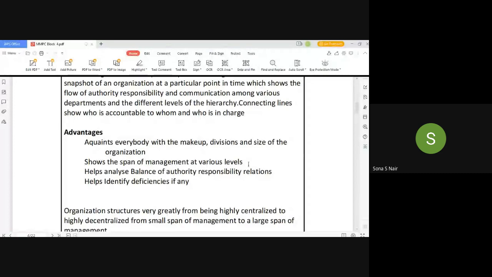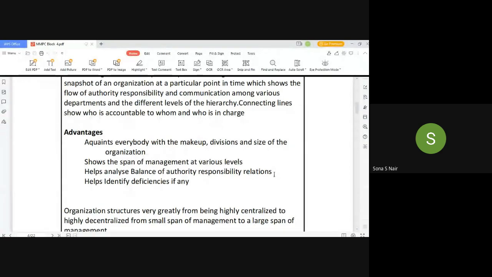Who is reporting to whom? How many people are reporting to a superior? It helps analyze the balance of authority and responsibility relationships. Looking at the organizational chart, you would be in a position to analyze that so many people are reporting to a particular individual with a task which is very highly unstructured. So that position will not be in a position to possibly do justice to the job. That kind of analysis can happen with the organizational chart.